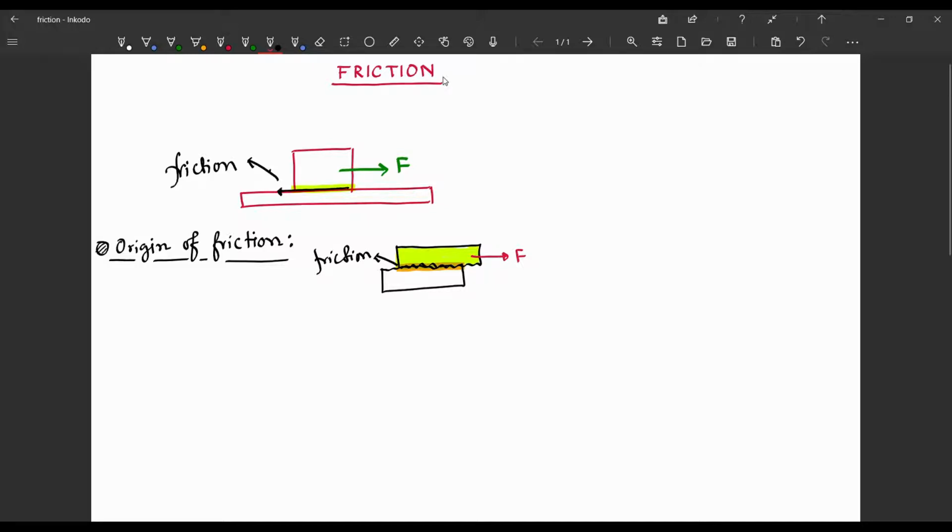Scientist F. P. Bowden and his co-workers gave a satisfactory explanation of the origin of friction. They explained that the total actual area of contact between two bodies is very much less than the apparent contact area.